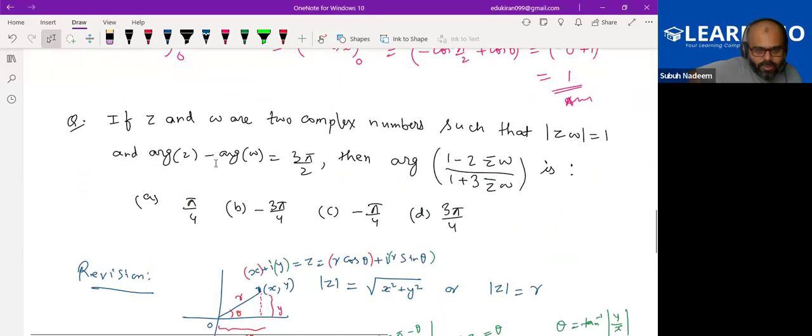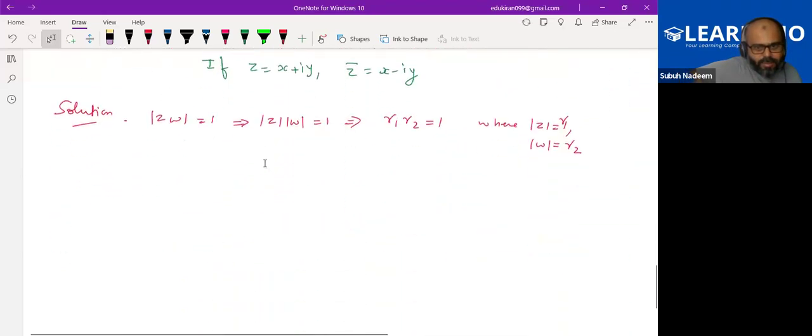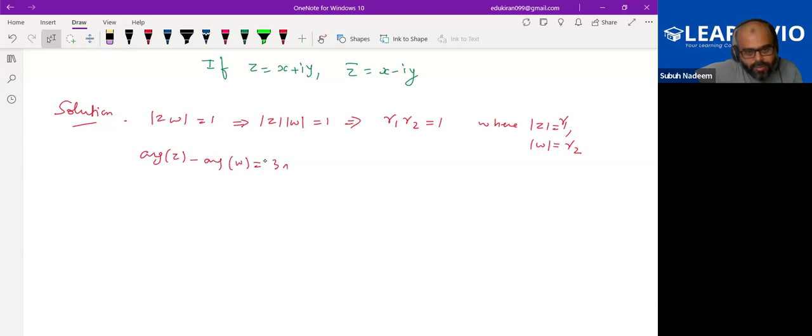Now next, argument of Z minus argument of omega is 3 pi by 2. This is what is given. So let us call argument of Z as theta and argument of omega as alpha. So theta minus alpha is 3 pi by 2, where argument of Z is equal to theta and argument of omega is equal to alpha. So we write it like this. Fine.